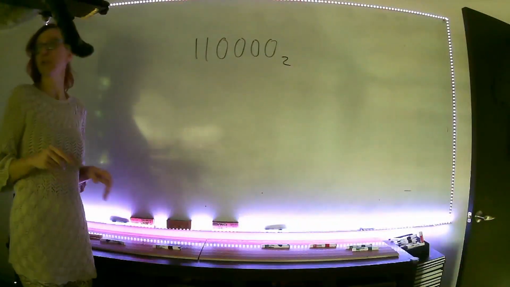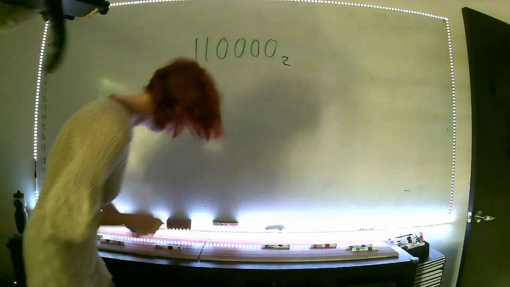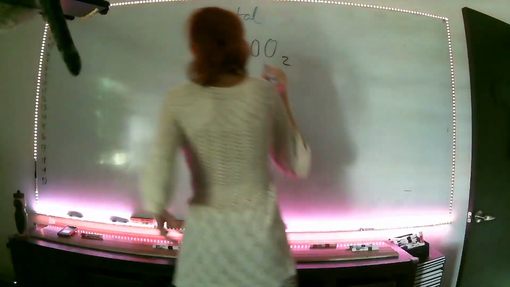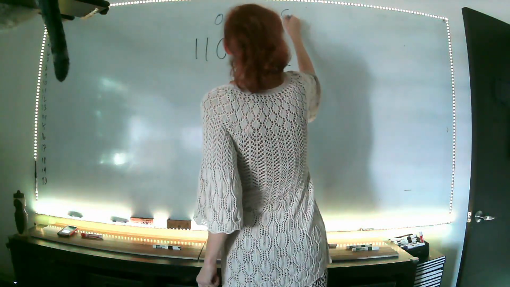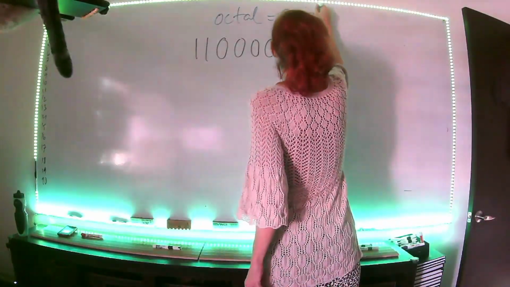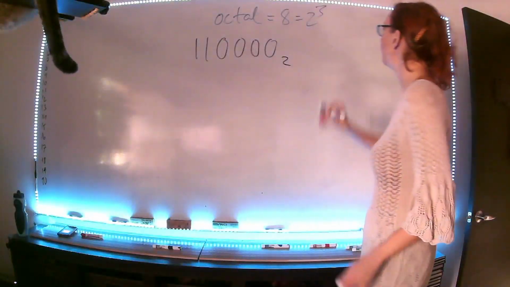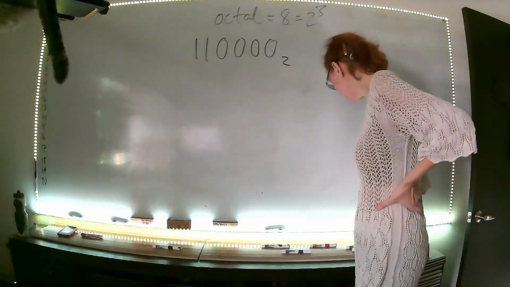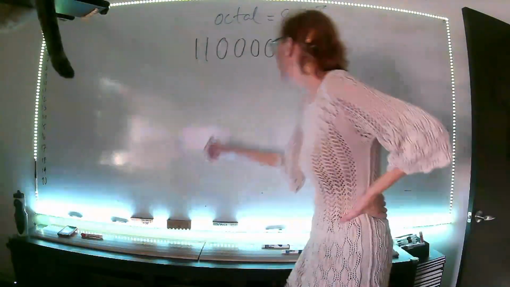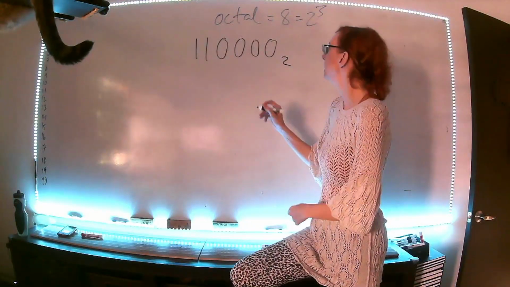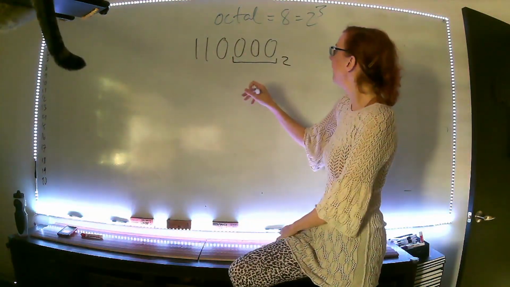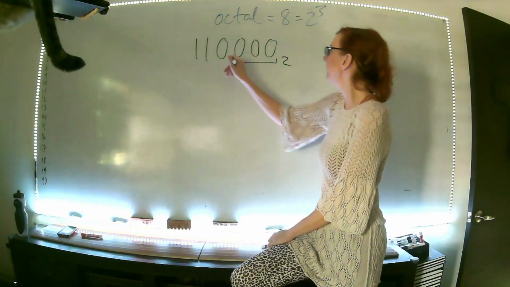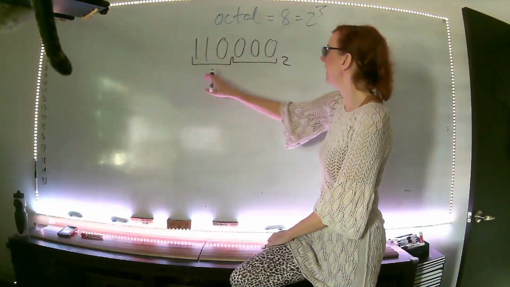Okay, so in the next question, we need to do an octal representation. The only thing I'm checking here is if you remember that octal means 8, and if you understand that 8 is the cube of 2. Why is it relevant that 8 is the cube of 2? Because a binary number is a base 2 representation. So these three here, they will tell me how many 8s are there.